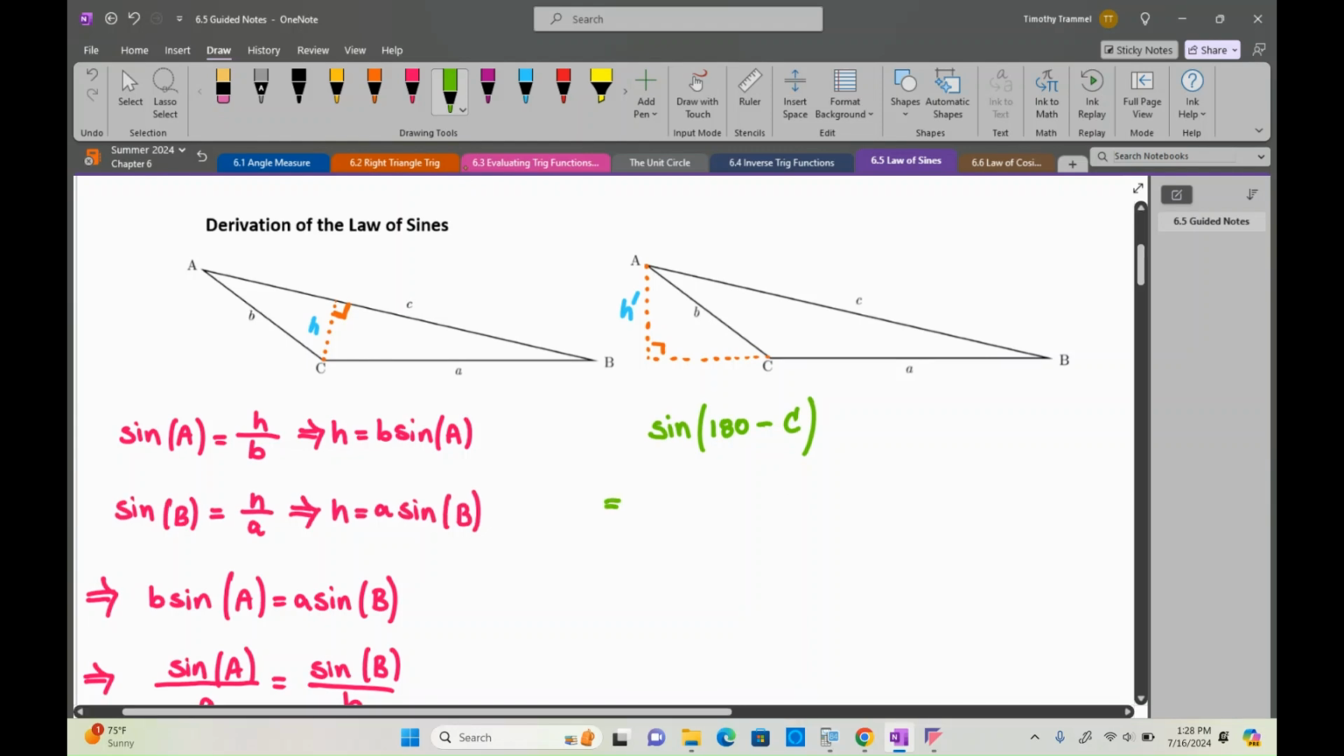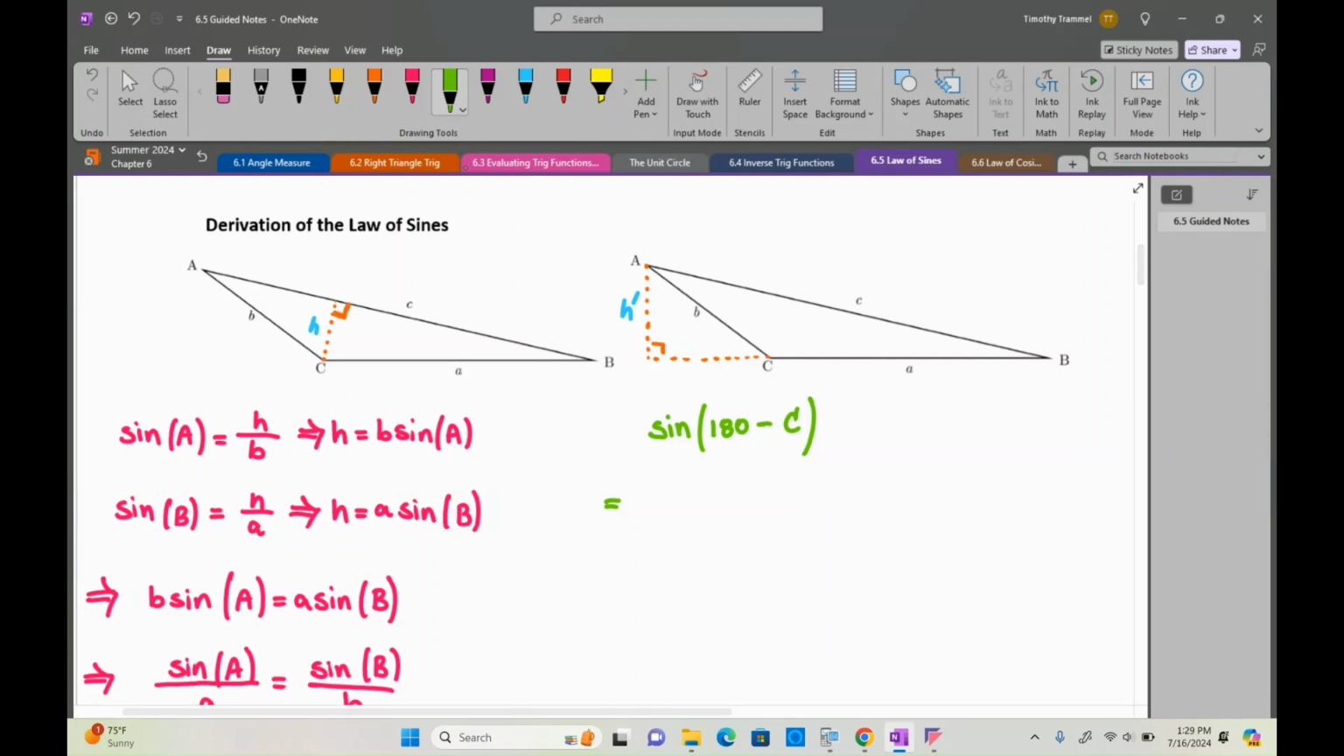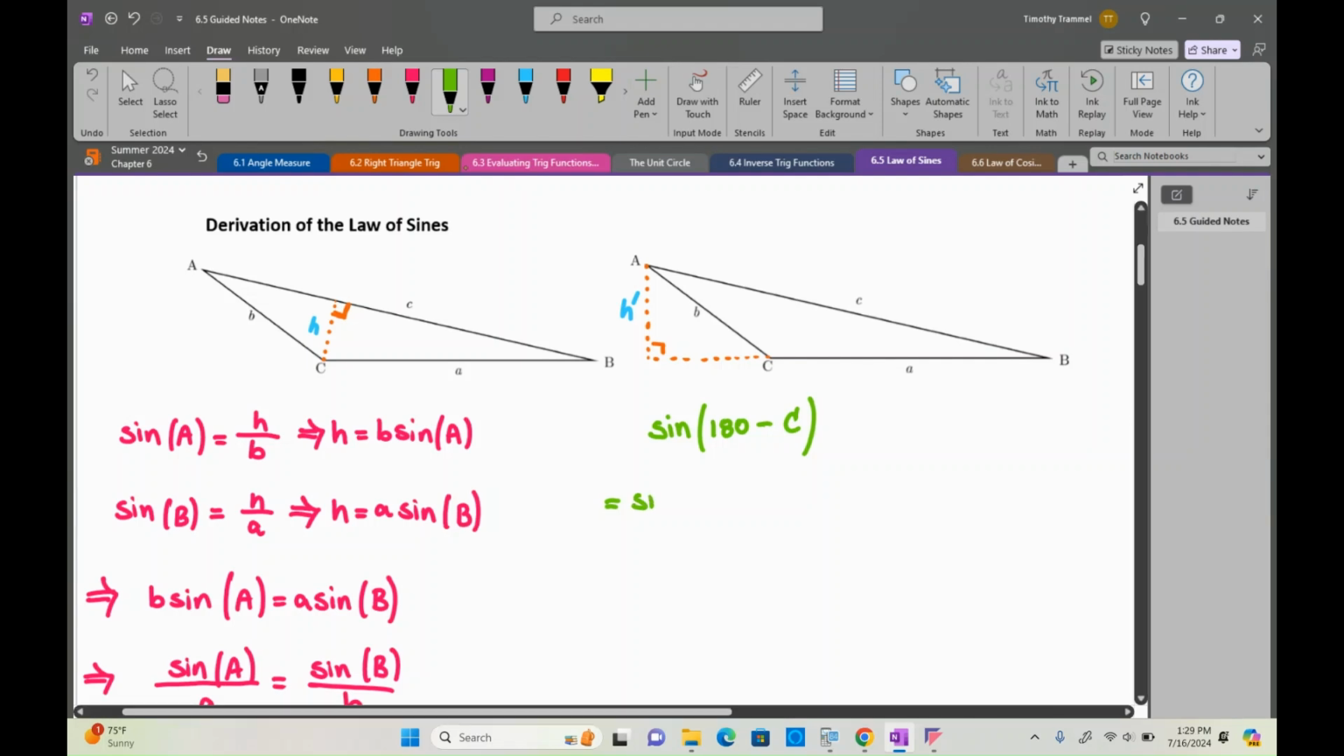And if we keep going here, this is the identity. So this part we'll just have to know we're going to learn this later. But this is equal to sine of 180 cosine of big C minus cosine of 180 and then sine of C.